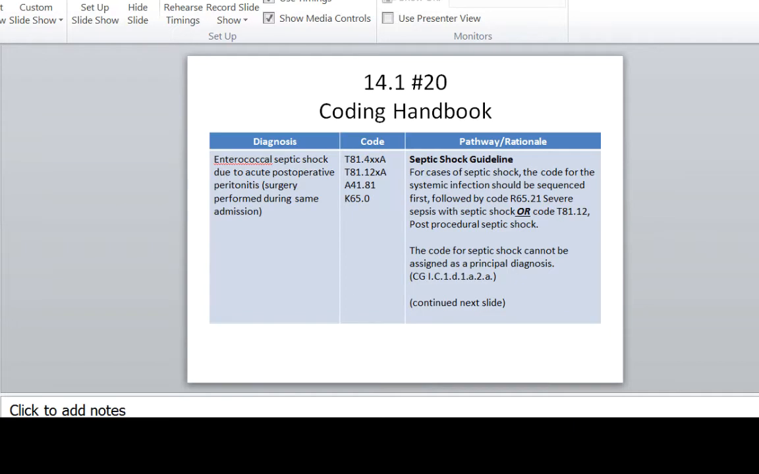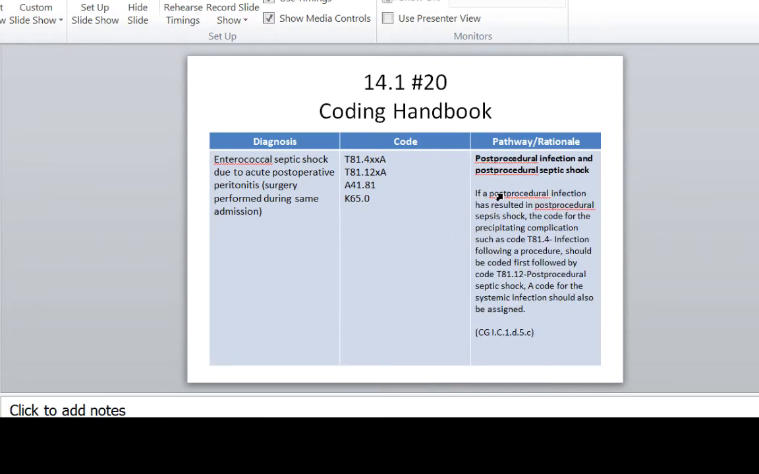Also in this guideline, it tells us that the code for septic shock cannot be assigned as a principal. And this one is so long, I have to have a second slide, because it also uses this particular guideline for post-procedural infection and post-procedural septic shock. That's hard to say. Because it tells us exactly how we sequence these codes. If a post-procedural infection has resulted in post-procedural septic shock, the code for the precipitating complication, such as code T81.4-, infection following a procedure, should be coded first, followed by code T81.12-, post-procedural septic shock. A code for the systemic infection should also be assigned.